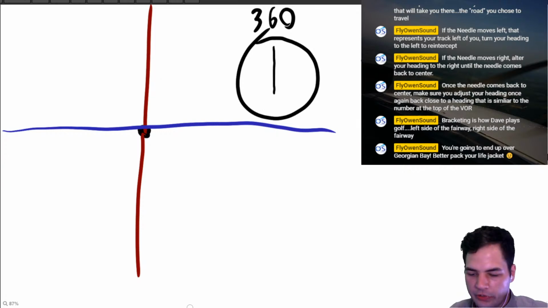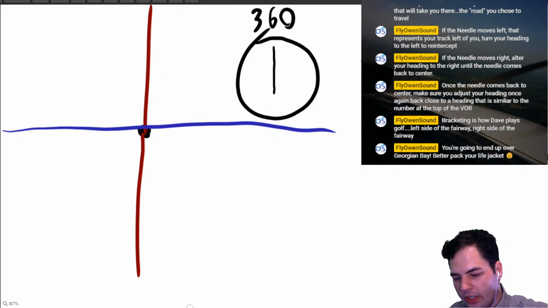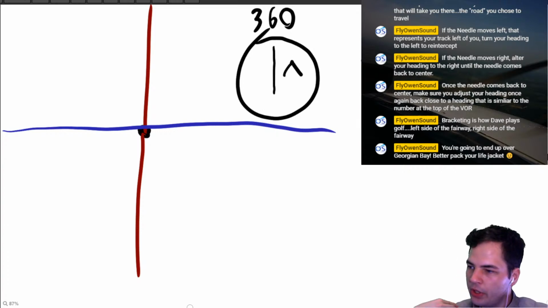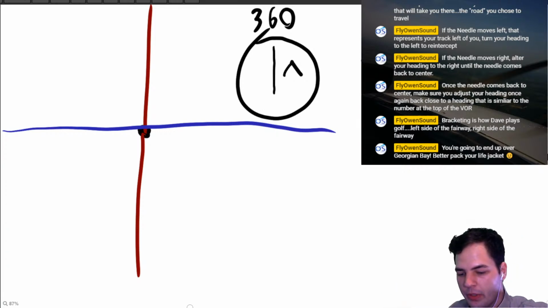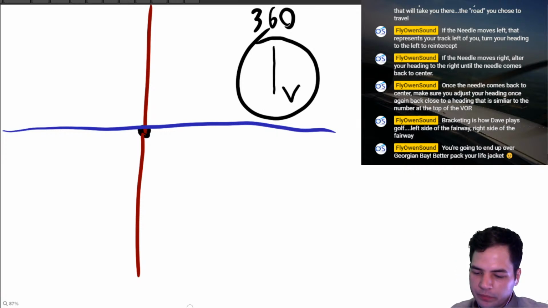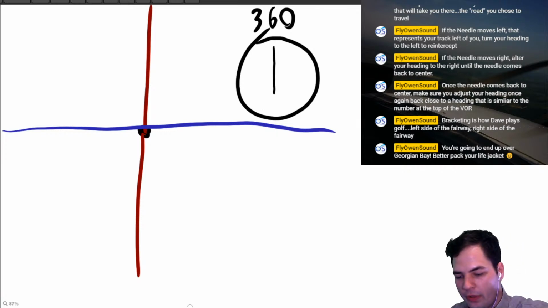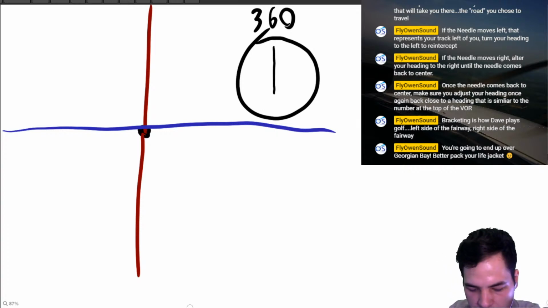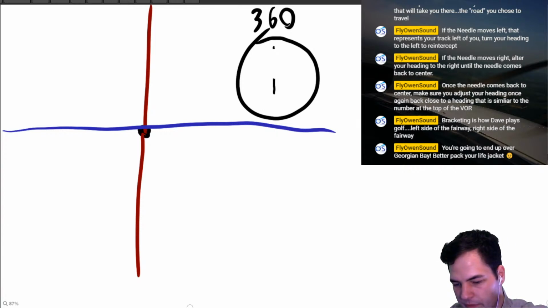Another way to look at this is the arrow is kind of pointing the cardinal direction for where the VOR beacon is, right? The arrow pointing to the north means that the beacon is more north of you. The arrow pointing to the south means the beacon is more south of you. So that to/from flag is also valid even if that needle's not centered. And I'll show you some scenarios here.